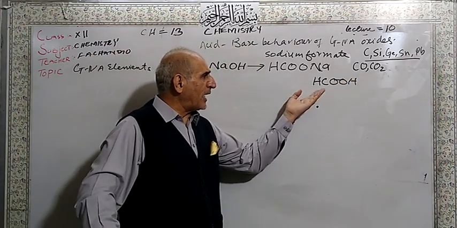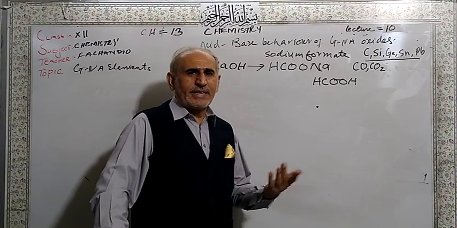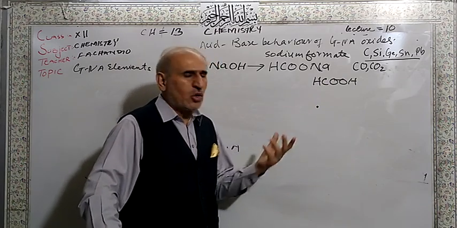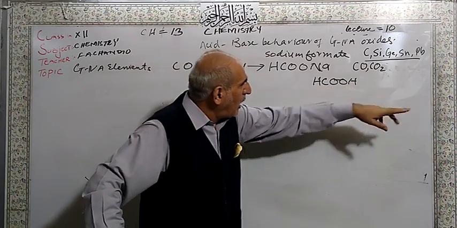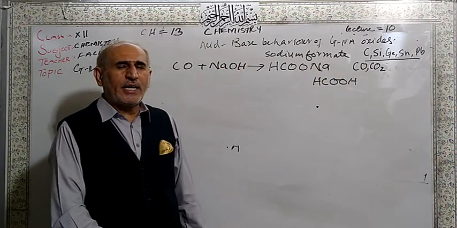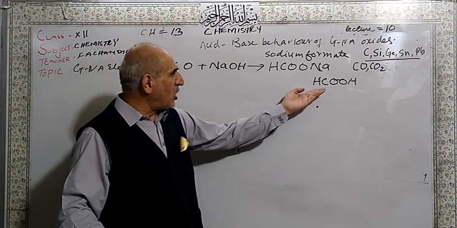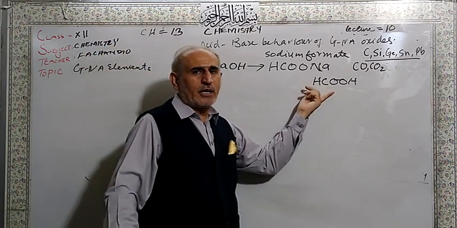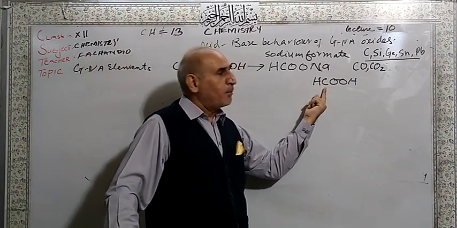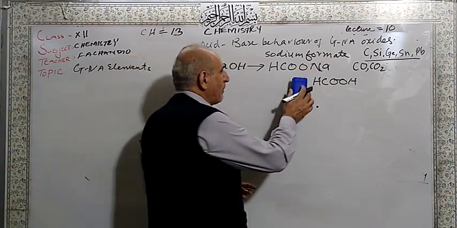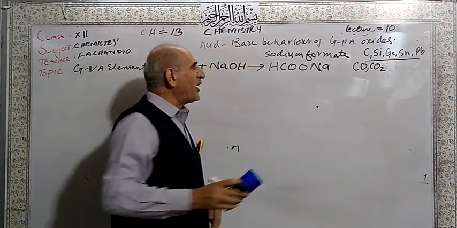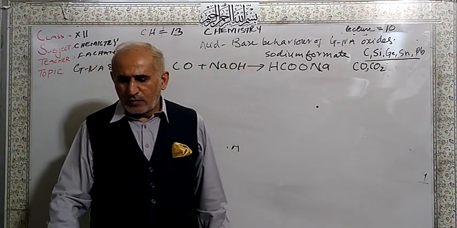Formic acid is an organic acid which is present in the sting of bees and also small ants. If I remove the hydrogen and put in the metal, it becomes a salt. In organic chemistry this acid is called methanoic acid, with one carbon. So this is called sodium methanoate. Sodium methanoate, or sodium formate, is formed.